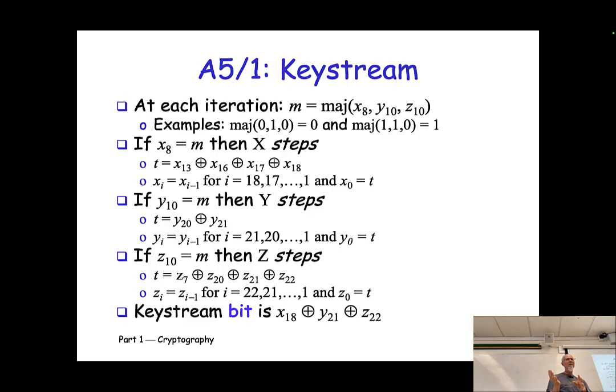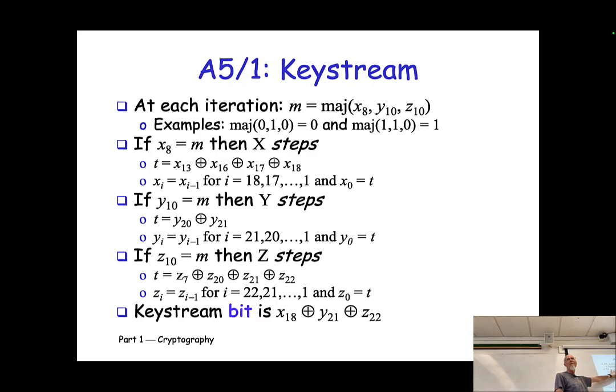Whichever it is, more zeros or more ones, that's the majority. Then we look at each of these individual registers and we see if that special bit is in the majority. If it is, that register steps. If it's not, that register just stays the same. Stepping just means you do some XOR, you shift the bits over and put a new bit in. Then when you're done, to get the actual key stream bit, you XOR the 3 rightmost bits.